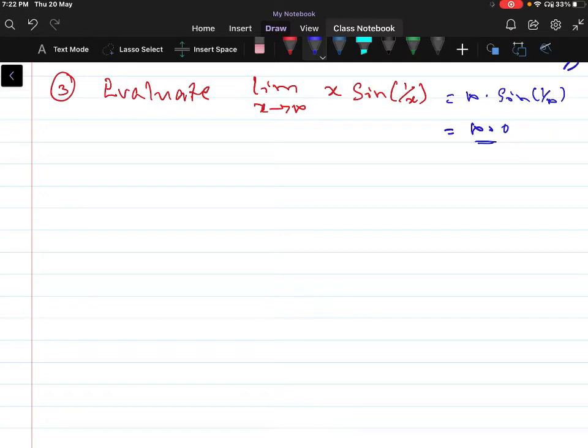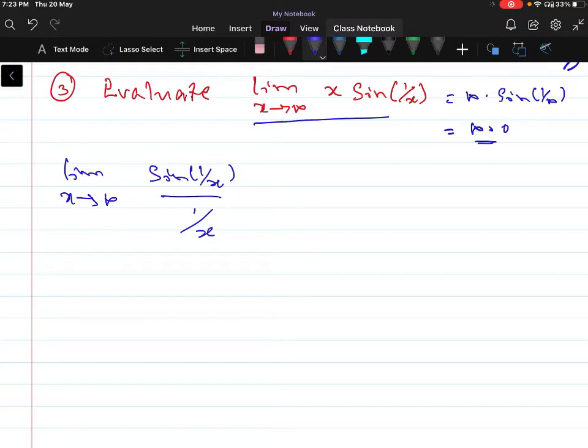The given function can be written as limit as x approaches infinity of sine of 1 by x divided by 1 by x. This is another way to write it. So when x is equal to infinity, 1 by infinity is 0, sine 0 is 0. Again in the denominator, when x is equal to infinity, 1 by infinity is 0. That is 0 by 0 form. So now we can apply the L'Hospital rule.